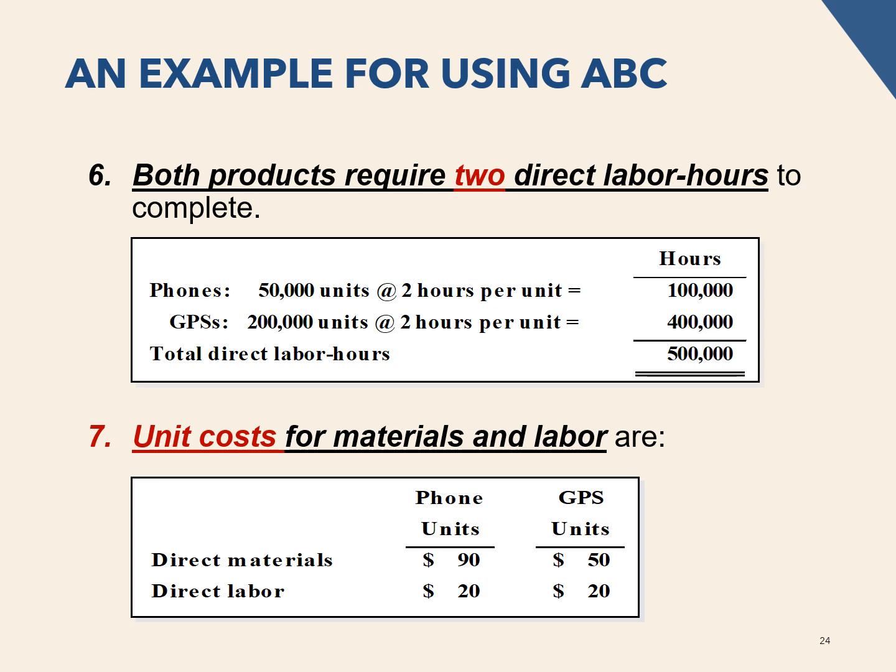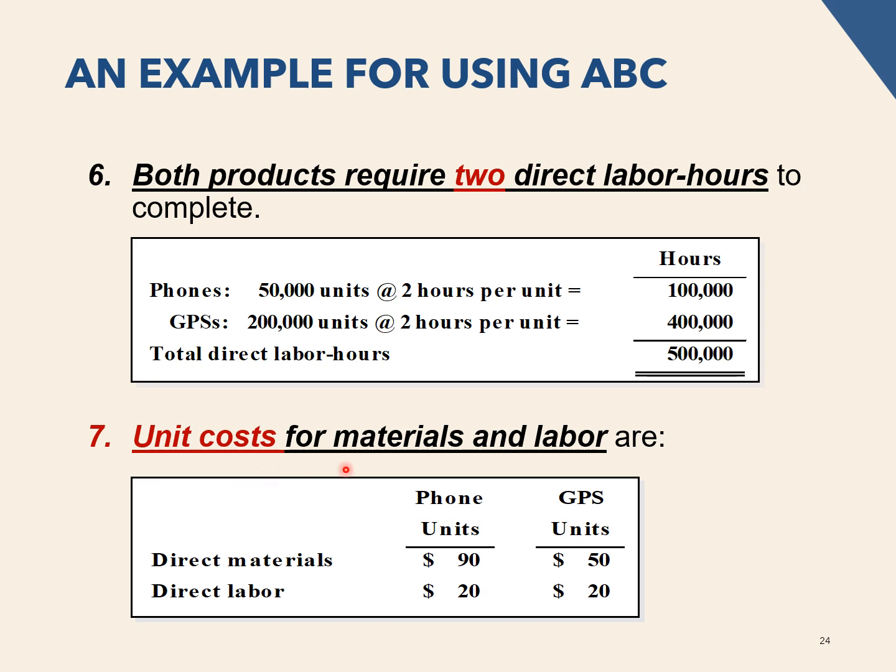Both products require 2 direct labor hours to complete. So for phone, if 50,000 units were produced, times 2 hours per unit, 100,000 hours will be required. For GPS, 200,000 units times 2 hours per unit, then 400,000 hours were required. So total direct labor hours for making these two products would be 500,000 hours.